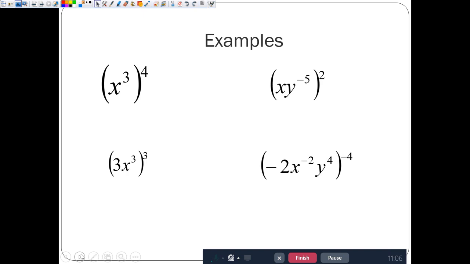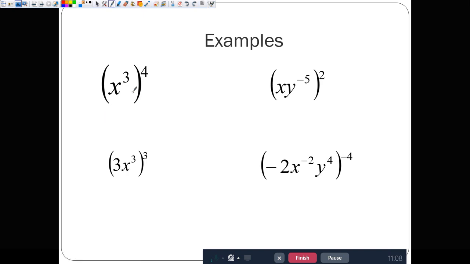Okay, so I don't have any coefficients, so I don't need to do that. So I'm having x to the third raised to the fourth. So I have a power raised to a power, so I'm going to multiply here. So 3 times 4 is 12. So this becomes x to the 12. Okay?